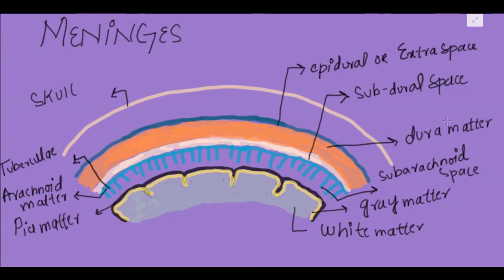And after arachnoid mater, we have another layer which is the most superficial and is known as the dura mater. And the space between arachnoid and the dura mater, in white color here, is the subdural space. And then after the dura mater, we have the skull. And the space between the skull and the dura mater is known as the epidural or the extradural space. Right? So this was all about the meninges.